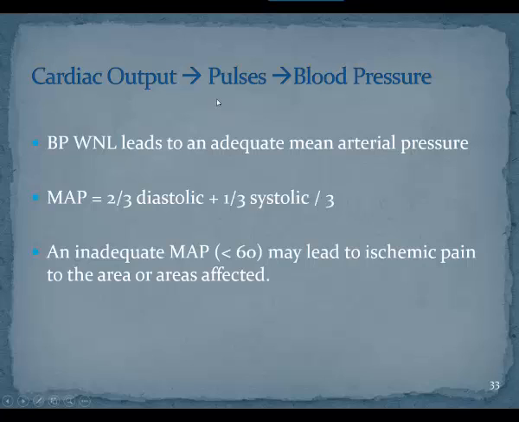So the way we calculate the mean arterial pressure is that we double the diastolic blood pressure, add it to the systolic blood pressure, divide all by 3, and that gives you the mean arterial pressure, which is only like the average amount of blood pressure that is going through the vessels.